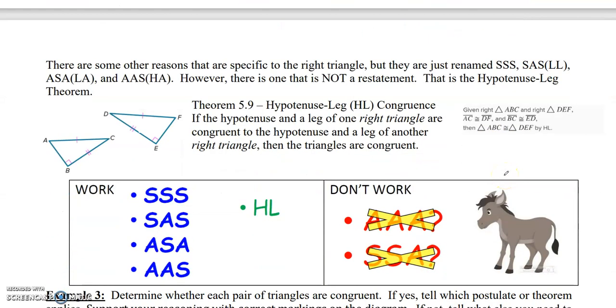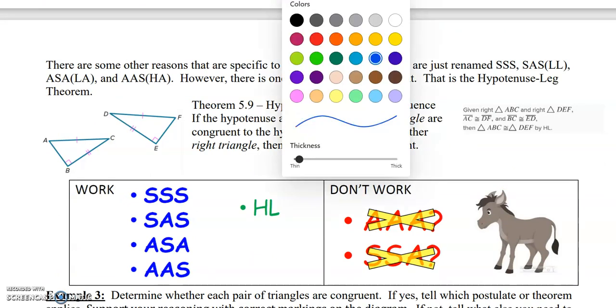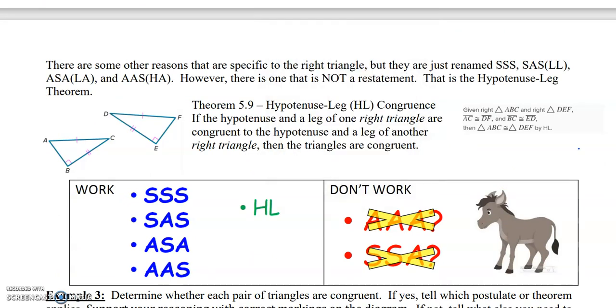The last one is what we call HL. There are some other ones that work for right triangles, but basically leg, leg is the same as side, angle, side on a right triangle, and leg, angle is the same as angle, side, angle on a right triangle. So all the rest of them besides HL are basically just a repeat of one of these four we've already talked about. HL is the only one that is unique in the fact that if we were to label angle, side, we would spell our bad word, which we talked about we don't do.